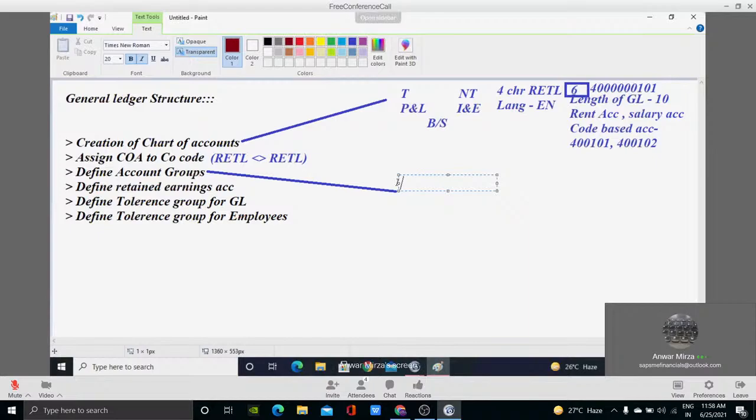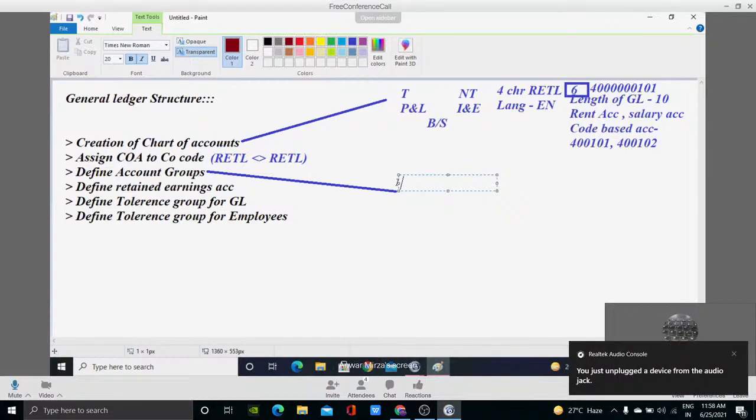This is a simple accounting question which I have raised in front of you. Don't mind, this is not your interview. So, group of similar accounts.